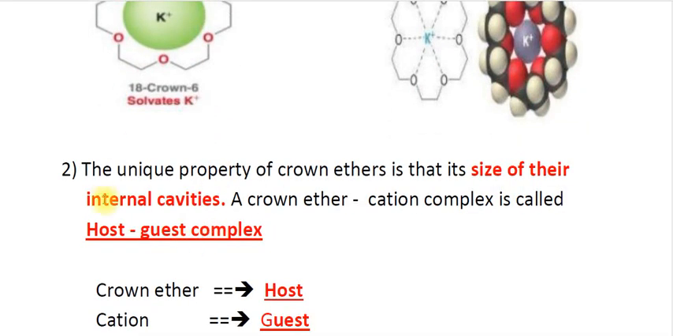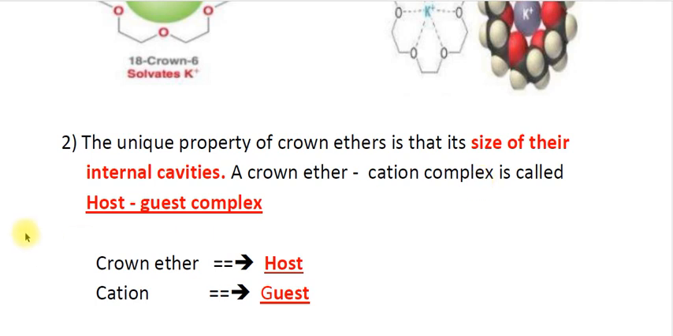The next property, a unique property of crown ethers, is the size of their internal cavities. There are different types of crown ethers, but all crown ethers don't have the same size of internal cavity. So depending upon their internal cavities, the crown ethers can trap cations. The 18 crown 6 is in a position to trap the K plus ion, because its internal cavity is such that its size is similar to the size of the potassium ion.